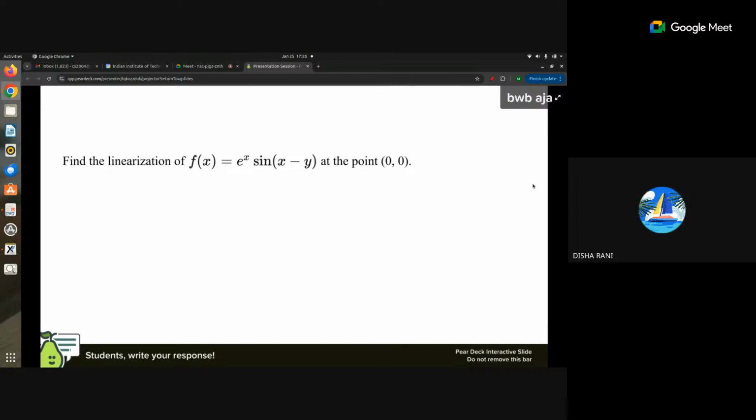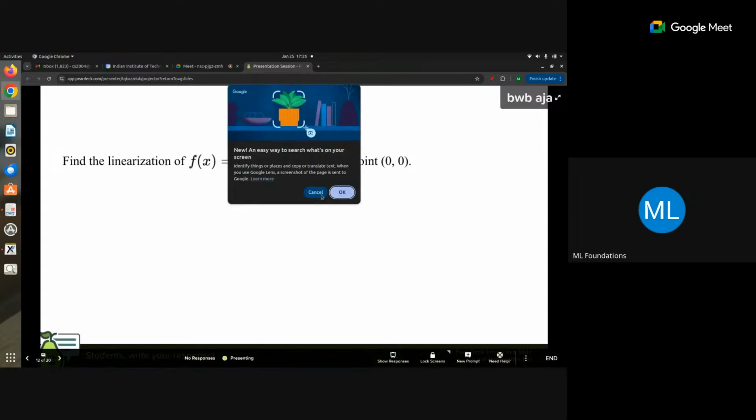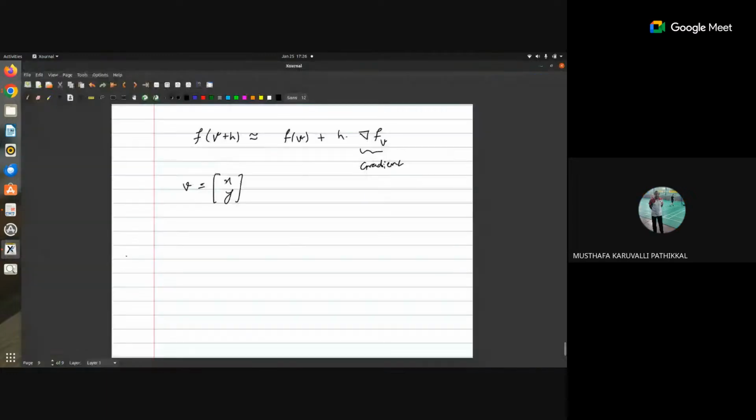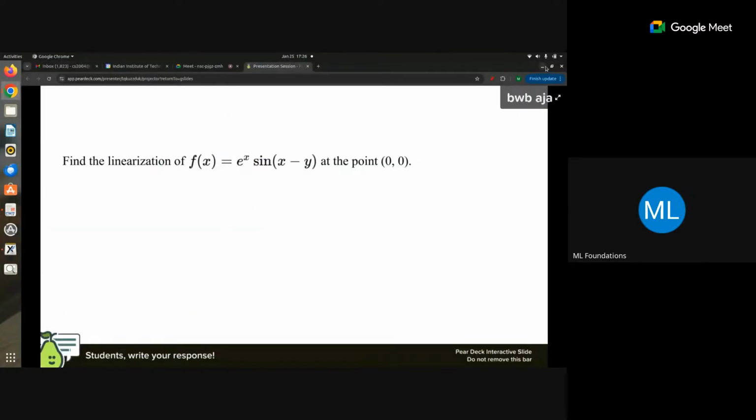Sir, could you please show the formula? No, the same formula you have to use. The only thing is the gradient. You know how to find it, right? Yes, sir. Del f will be del f by del x, del f by del y. It's a vector with the values, right? Solve it. I'll let you know how to solve it.